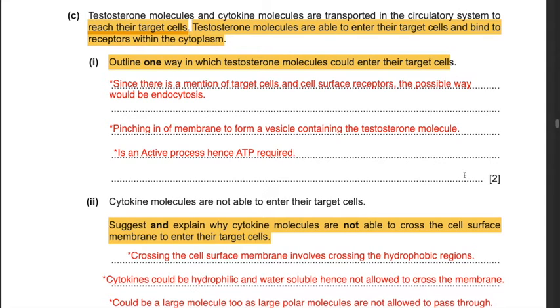So 1 mark is for the name of the process and the other mark is for what the process is about. So simply writing endocytosis would just land you 1 mark. The other mark is for pinching in of membrane to form a vesicle containing the testosterone molecule. Or you could mention it is an active process, hence ATP is required. Either of the two will give you the 2nd mark, because endocytosis is the pinching in of a membrane to form a vesicle containing the substance, and endocytosis is an active process. Therefore, ATP is required for any active processes.